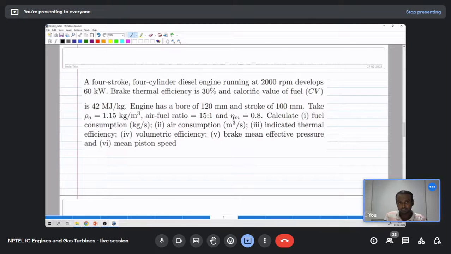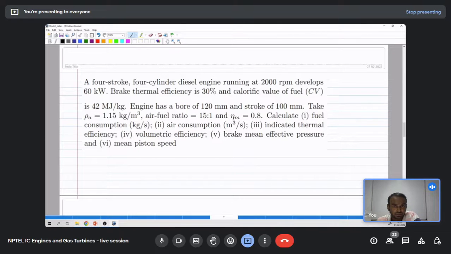So moving to the next problem, we have a 4-stroke 4-cylinder diesel engine running at 2000 rpm. This develops a brake power of 60 kilowatt. Brake thermal efficiency is 30% and calorific value is 42 megajoule per kg. This engine has a bore of 120 mm and stroke of 100 mm. We can take a density of air as 1.15 kg per meter cube. Air fuel ratio is 15:1, and eta m, which is mechanical efficiency, is 80% or 0.8.